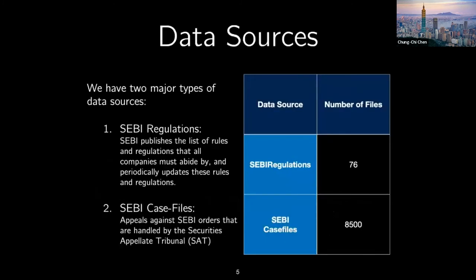For our data, we have two major sources. We have the SEBI regulations and we have the SEBI case files. SEBI regulations is the actual list of rules and regulations that all companies abide by and is periodically published and updated by SEBI. SEBI case files are the case files where if a company disagrees with SEBI's judgment, they can file an appeal against the SEBI order, which are handled by the Securities Appellate Tribunal or the SAT. And these are the case files that we'll be working with.